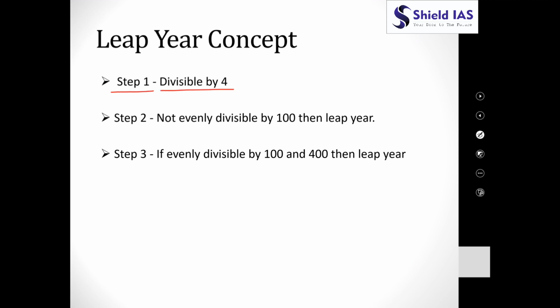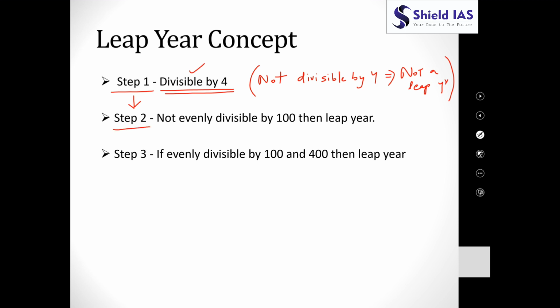Step 1 is always see whether a particular year is divisible by 4 or not. If it is divisible by 4, then you have to go to step 2. If it is not divisible by 4, then it is not a leap year. You can be sure about it, right? But you cannot be sure whether it is a leap year or not based on the fact that it is divisible by 4. You cannot be sure, right?